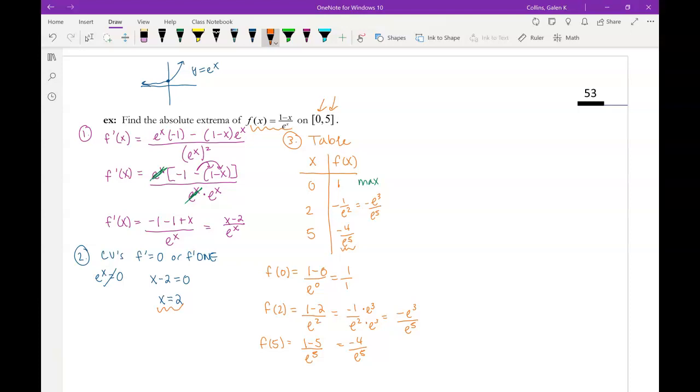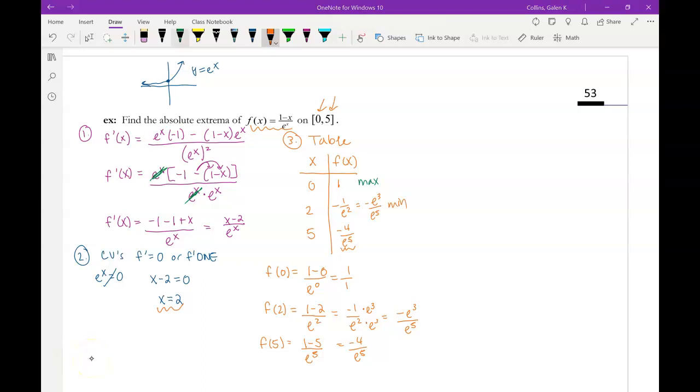Well, e, we know, is 2 and some change, and 2 cubed would be 8. So I know that e cubed is a number that is more than 8. So this is going to be a more negative number. So this is going to be our relative minimum value.